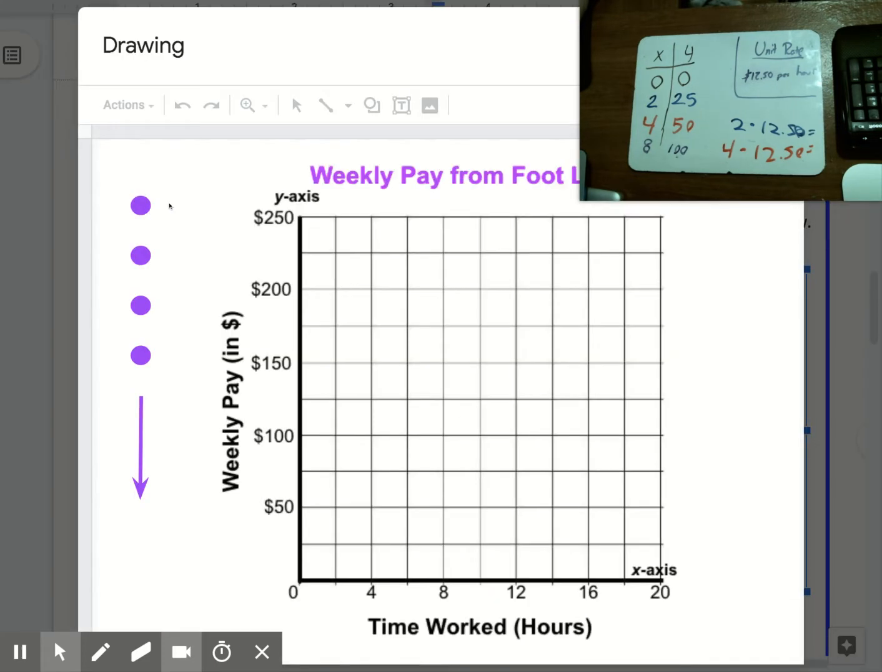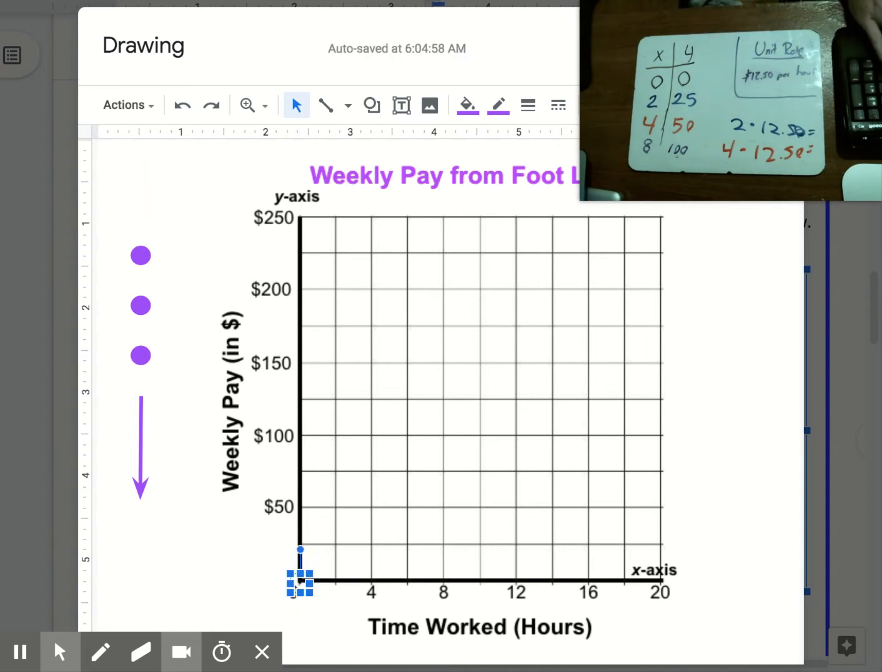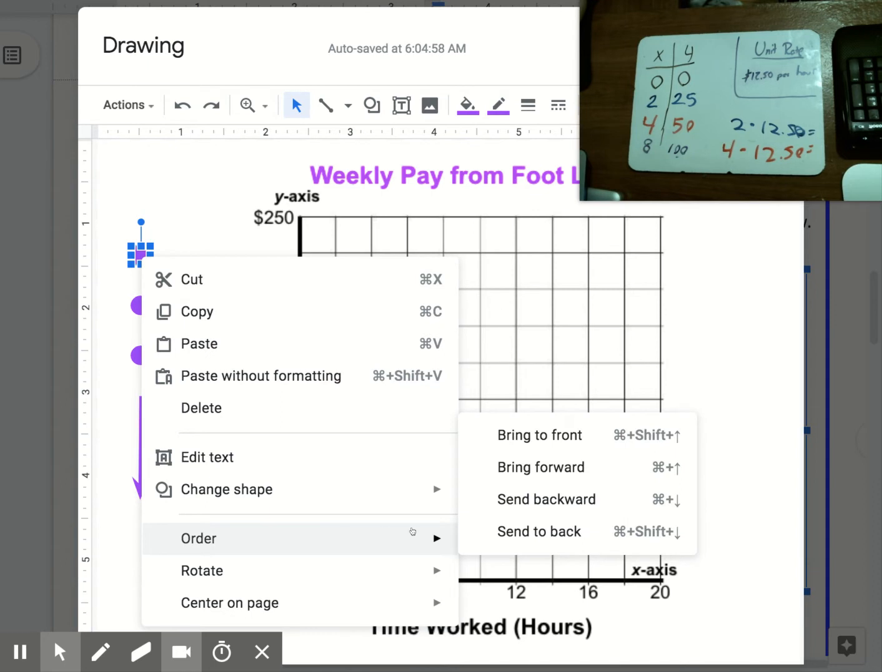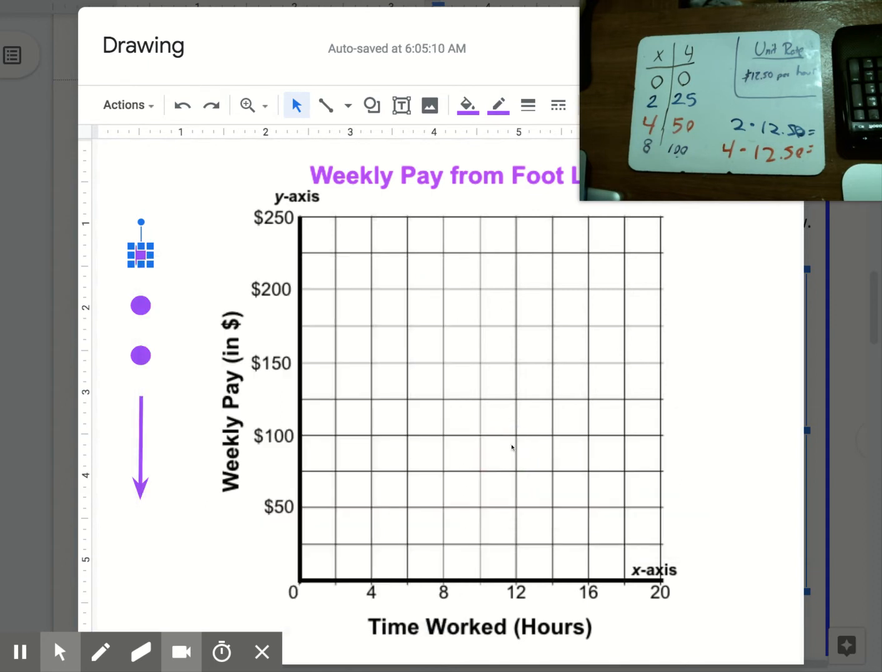And now the key here is going to be to drag and drop these purple coordinate points, the points that represent Jefferson's pay, onto the graph where the data points here are from. So if the first point is 0 and 0, I would drag that purple point here. And then for your next data point, 2 and $25. 2 is going to be right between 0 and 4. 25 is going to be right between those two, 0 and 50.